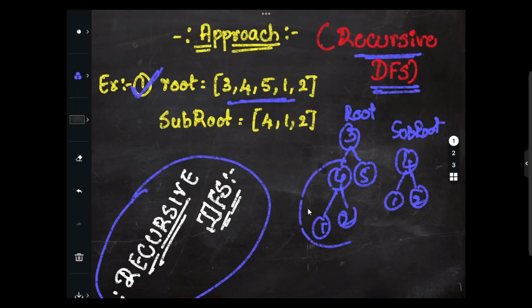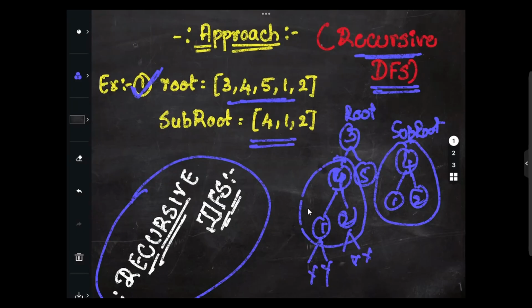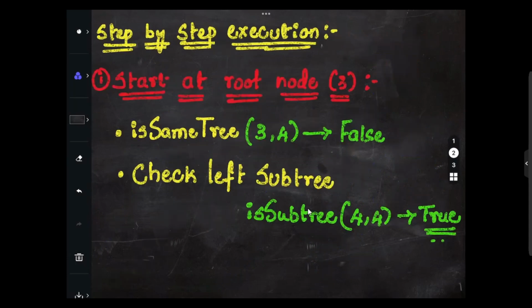We have already discussed this one. Here the structure and values are completely different. For this one, structure and values are both equal. Also the descendants of 4, it starts from 4, 1, 2. We don't have any children for 1 or 2 here. So the structure and values along with its descendants match completely. So in this case we have to return true. Let me write the output here: output equals true. Let's discuss the step-by-step execution.